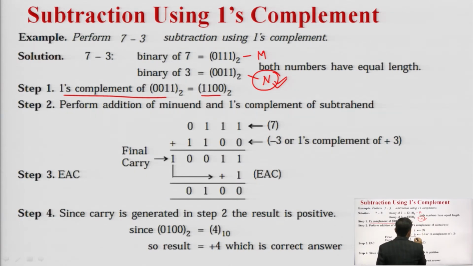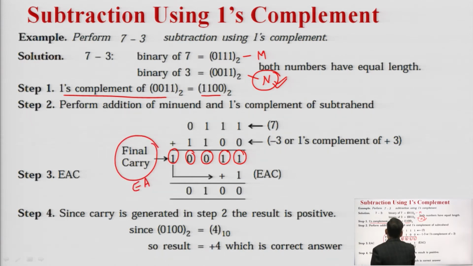1 plus 0 is 1, again 1, 1 plus 1 is 0 with 1 carry. So this is 0, 1. This is known as the end around carry, EAC. We will be adding this end around carry to the LSB over here. So this result will be 1 plus 1 is 0, again 1 carry, we'll have 0 and 1. So 0, 1, 0.